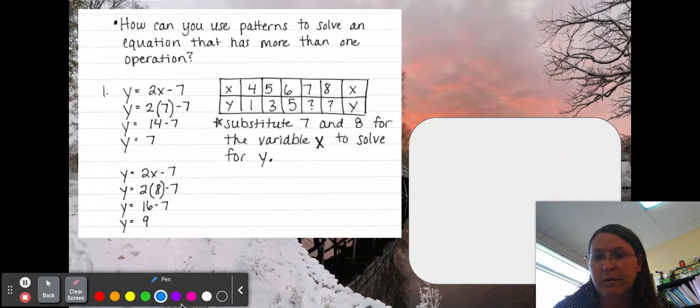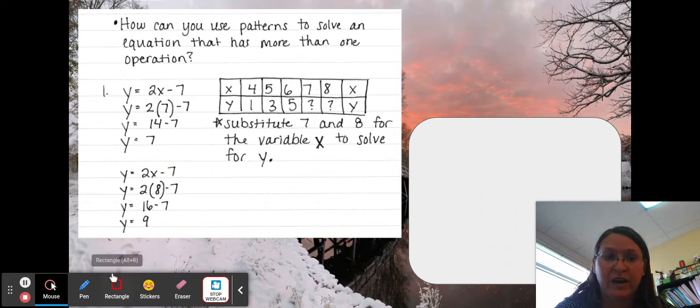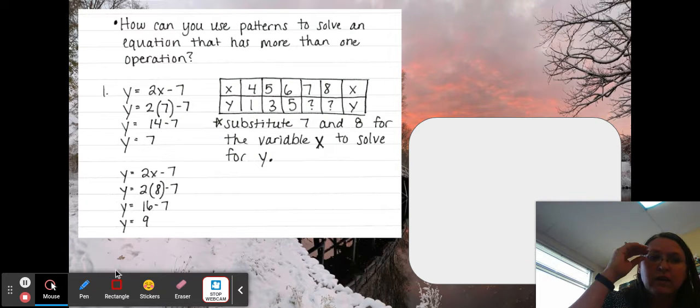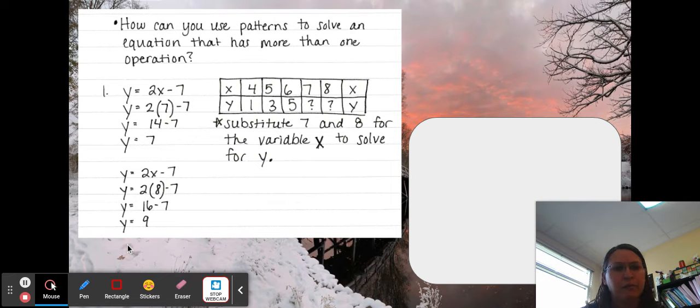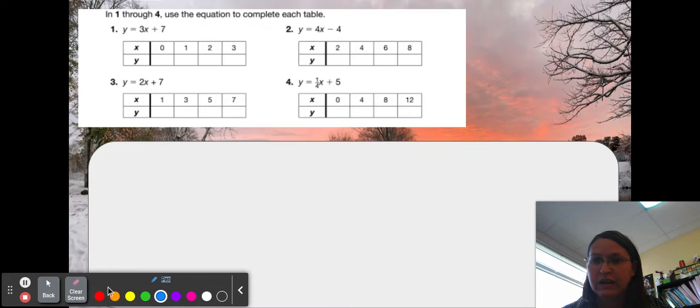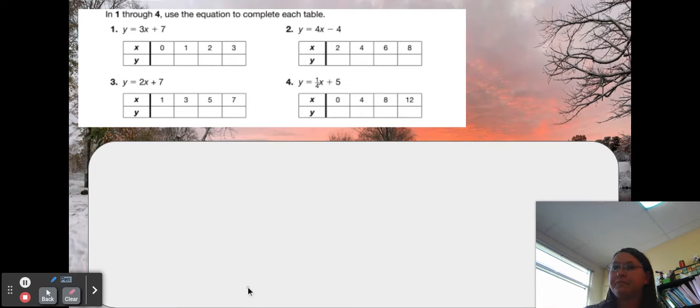One thing you have to remember is you always use the order of operations. The order of operations, if you don't remember it, is grouping symbols and then exponents, and then you always solve multiplication and division first, and then you do the addition and subtraction part of the equation. So let's go to our next screen and let's work through some of these problems.